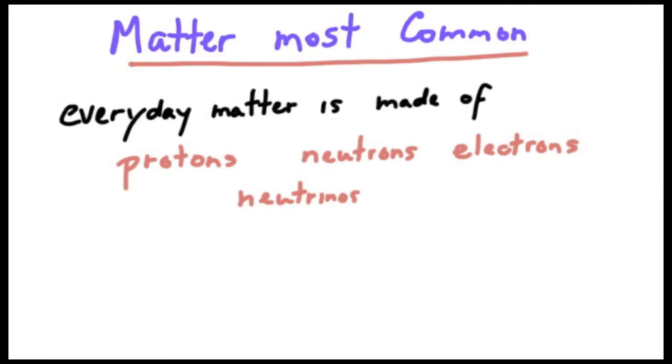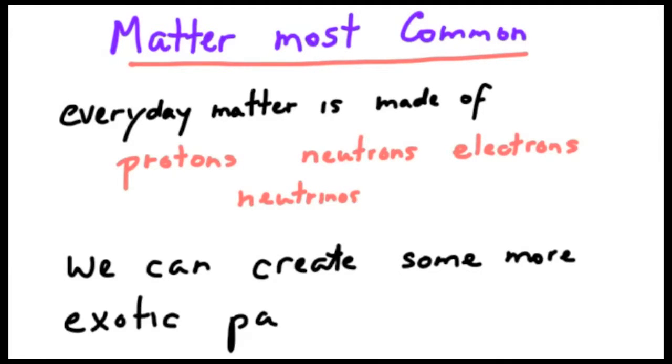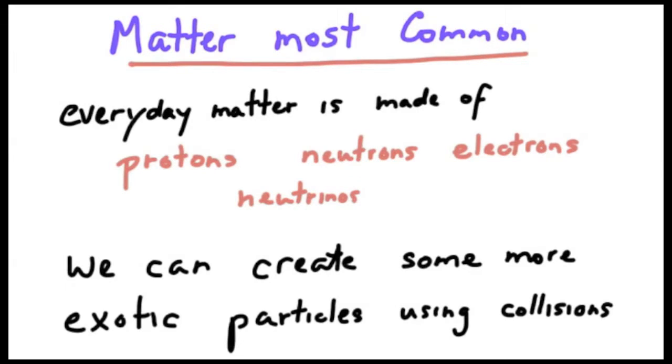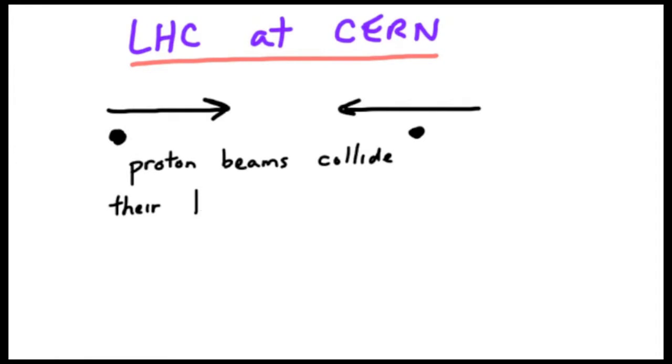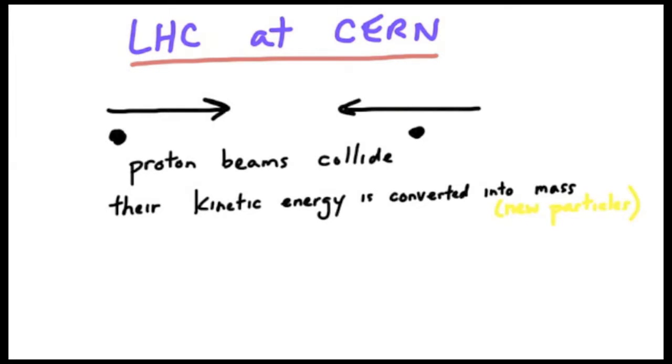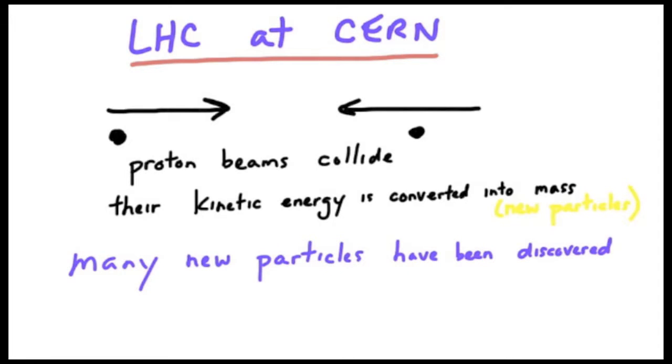Of course, we can create much more exotic particles, and we do this in particle colliders by throwing particles at each other. We can create new particles. And the most common particle collider would be the LHC, the Large Hadron Collider at CERN. And here we have two proton beams, and protons are traveling at high speeds and collide with each other. Well, Einstein's energy mass equivalence, E equals mc squared, says you can convert energy into mass, and that's what's happening here. The faster they're traveling, the more massive the particles we can generate. But we've generated thousands of new particles this way in particle accelerators.